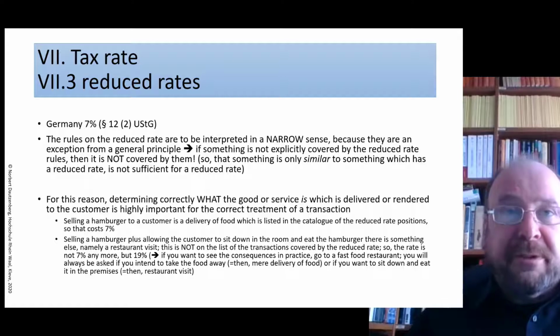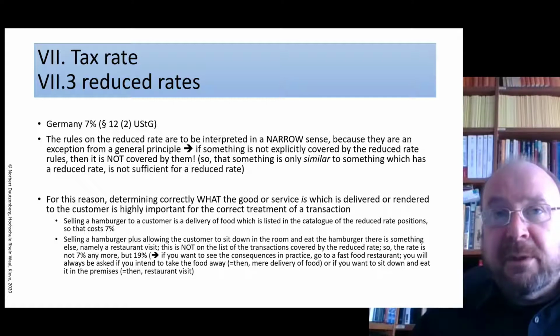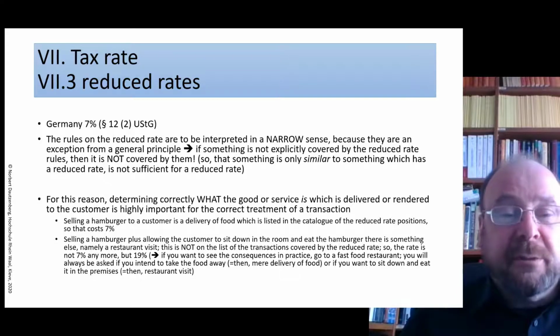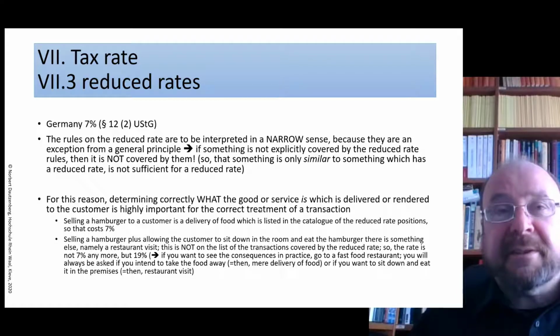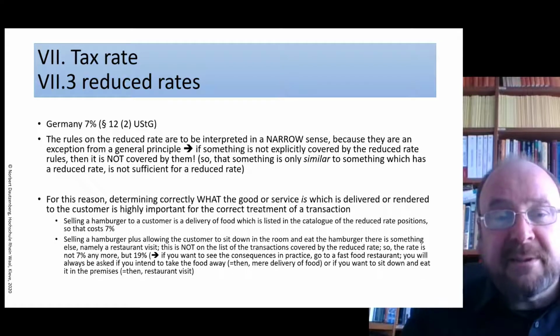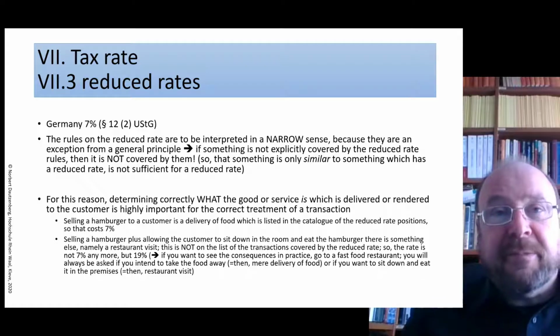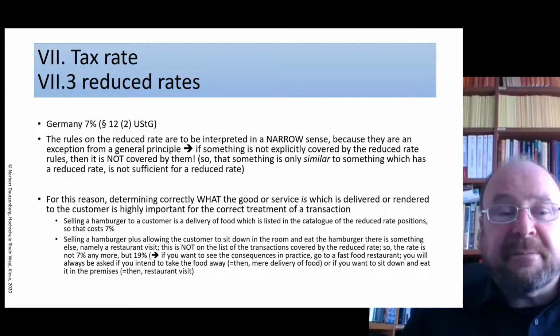Yeah, the German reduced rate is 7%. I told you so. That is 12.2 USTG. The rules for the reduced rate are an exception from a general rule, so they are to be applied in a narrow sense. So if the rules do not explicitly allow 7%, you cannot extend the rate to something similar.